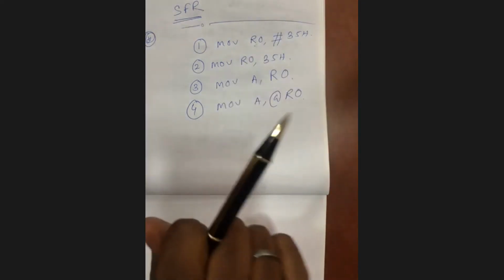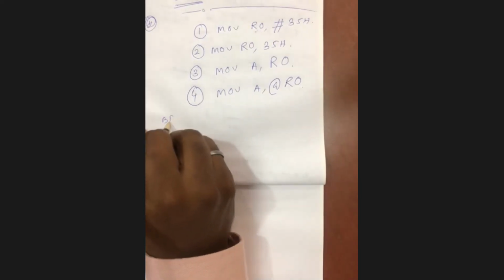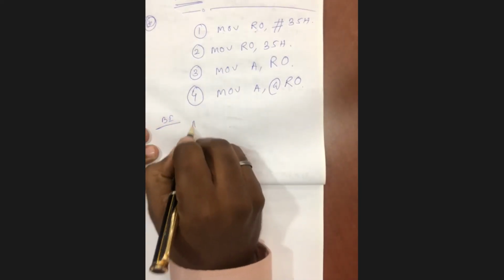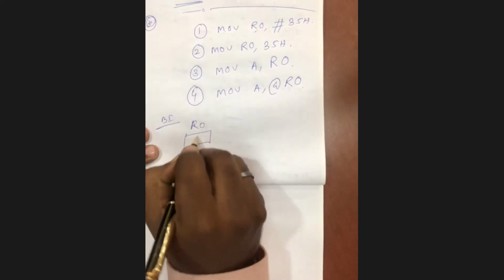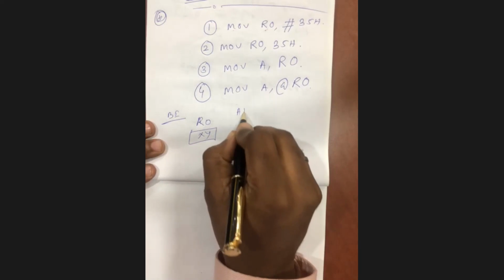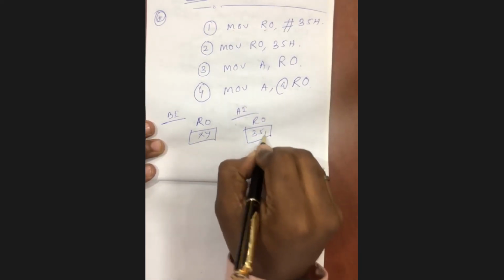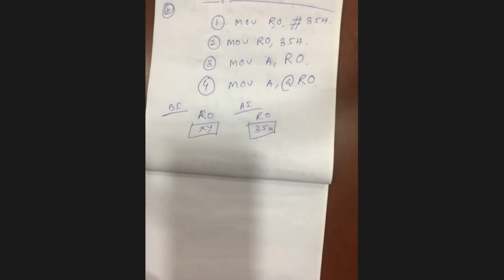Is it clear? Yes, sir. Means before the instruction, say R0 is XY. I don't know what the data is. But after the instruction, R0 will be 35H. Okay?